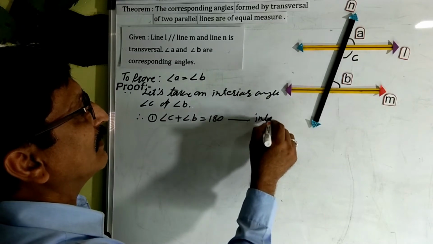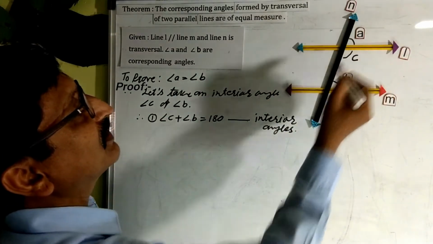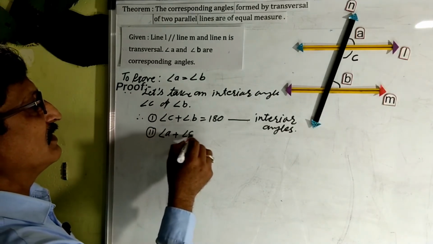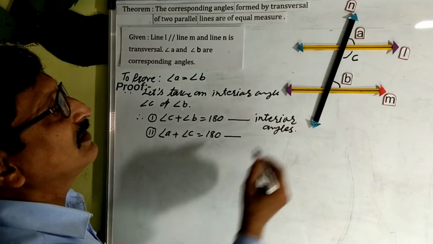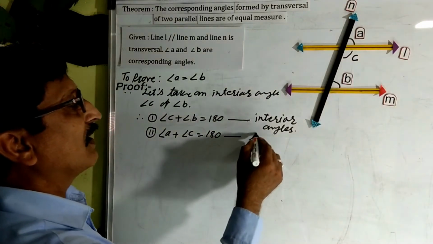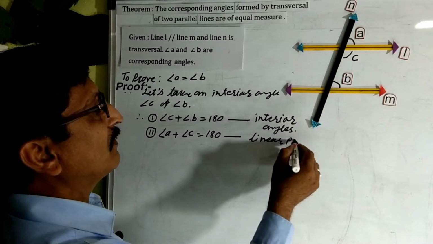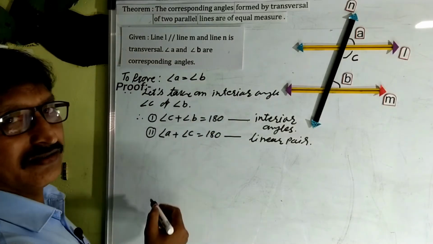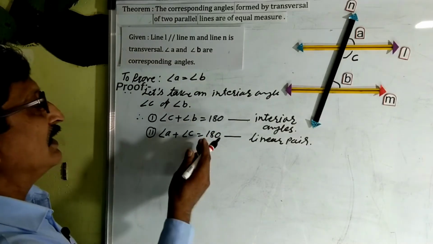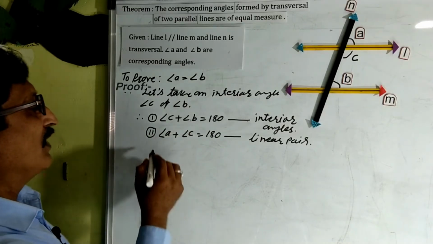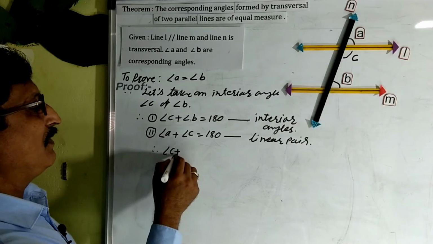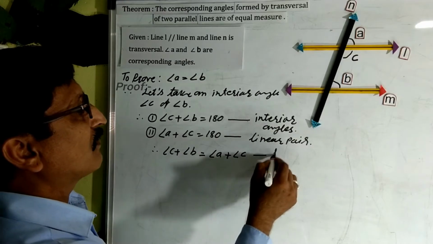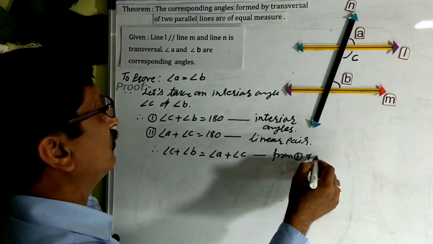What is the reason? Because interior angles. Similarly, we have a relation with angle A and C, therefore the second relation you can write here: angle A plus angle C is equal to 180 degrees. What is the reason? Because they are a linear pair. You can write here linear pair. Now you have to compare equation 1 and 2. See, the right hand sides of both the equations are 180 degrees. That means the left hand sides are also equal, and therefore you can write angle C plus angle B is equal to angle A plus angle C, from 1 and 2.